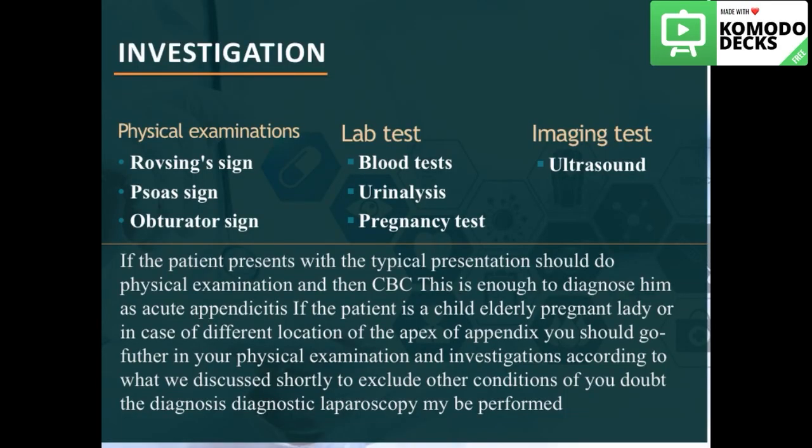Investigation. The first one is physical examination, and there are three tests that will help you assess if the patient has appendicitis or not: Rovsing sign, psoas sign, and obturator sign. The second one is lab tests. You have to look at a blood test to check for a high white cell count, which indicates infection, and you have to check urinalysis just to make sure that a urinary tract infection and kidney stone are not the cause of the pain.